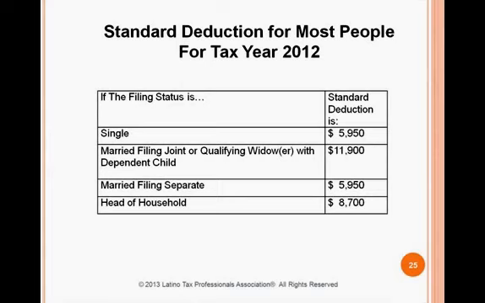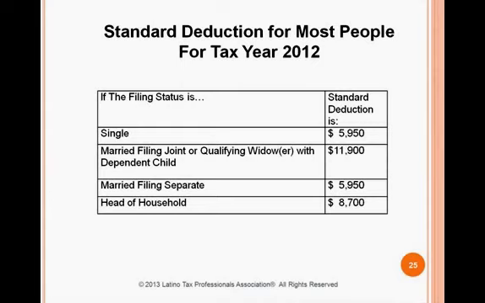Single filing status gives you a standard deduction of $5,950. And we know that deductions lower your taxable income. And you will see that as we go through the lessons here. So the more standard deduction, obviously, the lower the taxable income for an individual. Married filing joint or qualifying widower with dependent child is double that of single, $11,900. Married filing separate is the same as single, $5,950.